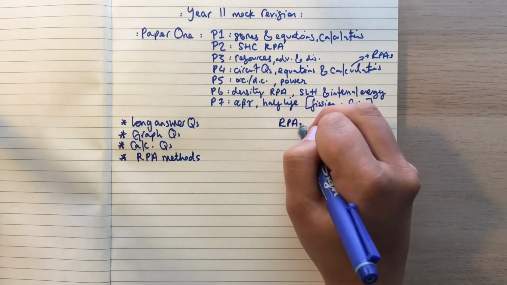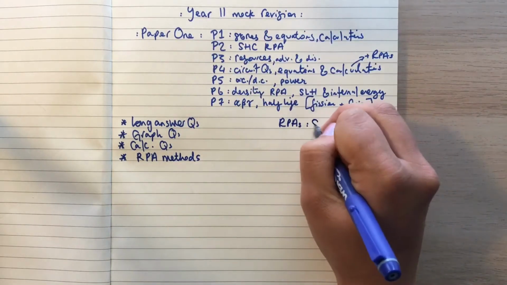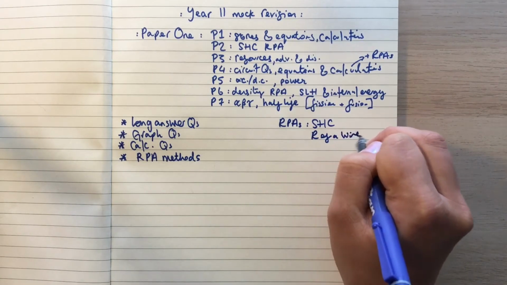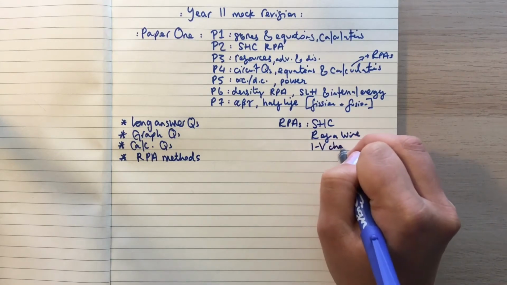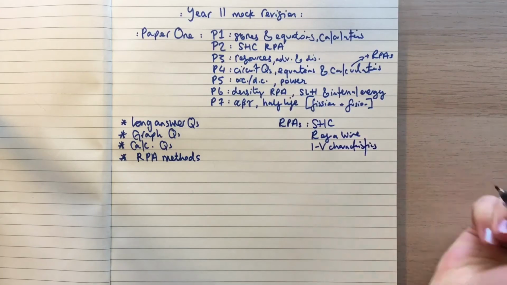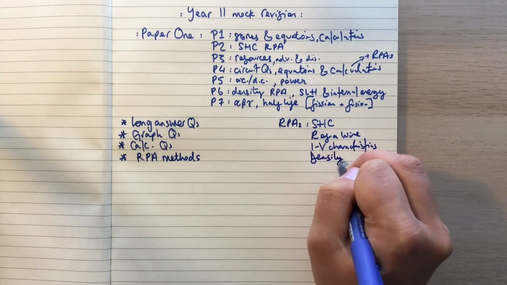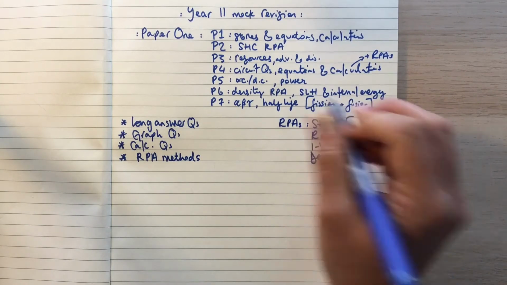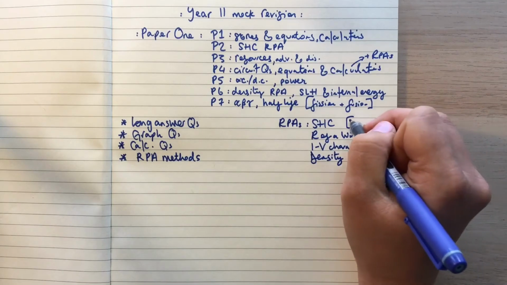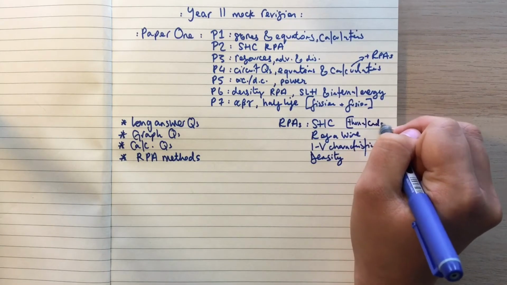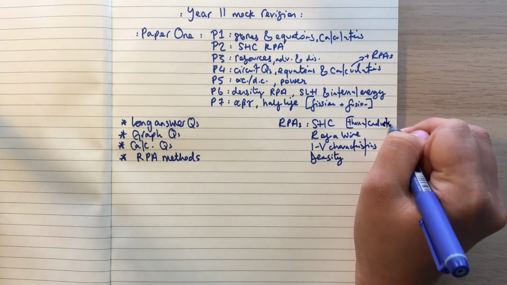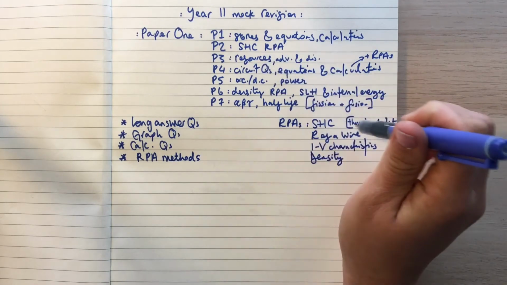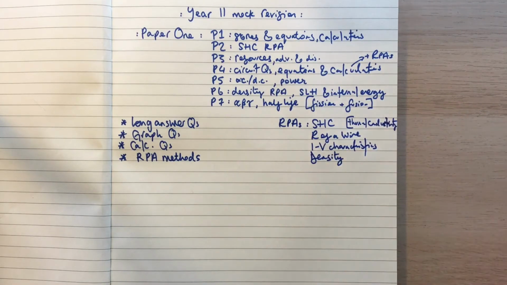The RPAs that are involved in paper 1: we have the specific heat capacity of a material, we have the resistance of a wire, we have the IV characteristics, and we have density. Now, if you do triple, there's also an RPA in P2, which is about thermal conductivity. Whoops, didn't really leave space. So thermal conductivity is another one if you do triple, but if you don't do triple, you don't need to know about that required practical.